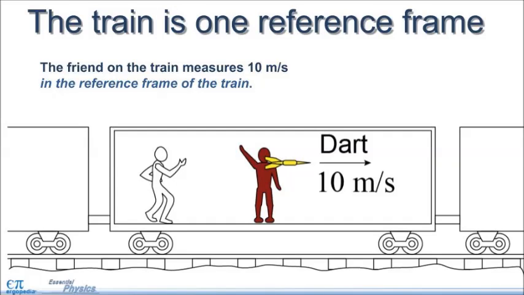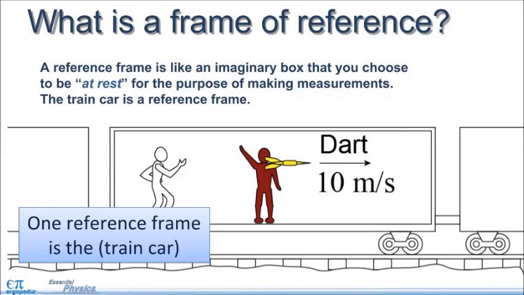The train is one reference frame. The friend on the train measures 10 meters per second in the reference frame of the train. What is a frame of reference? A reference frame is like an imaginary box that you choose to be at rest for the purpose of making measurements. The train car is a reference frame.